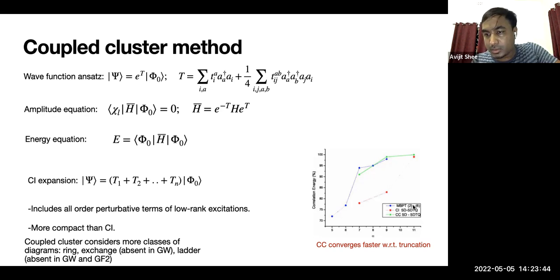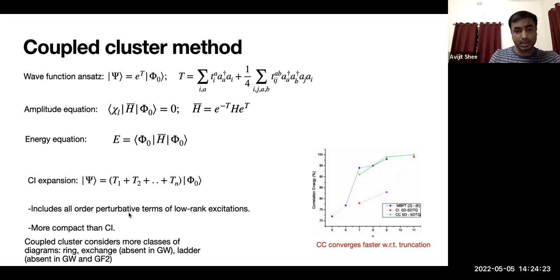For CI, one has to go to the quadruple level, where the convergence is way slower, and the perturbative method is usually oscillatory. And also one can see that the convergence is much slower. So because of this better convergence with respect to the rank of truncation, coupled cluster should be a preferred choice among various classes of wave function based theories.